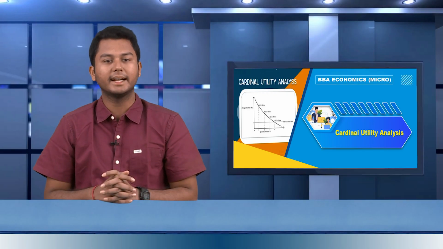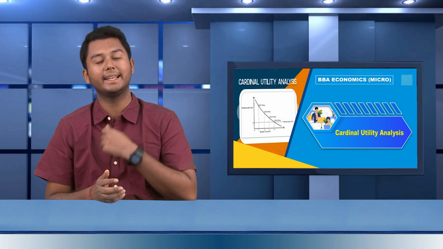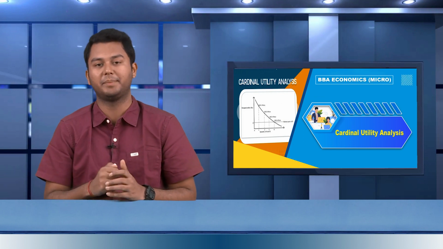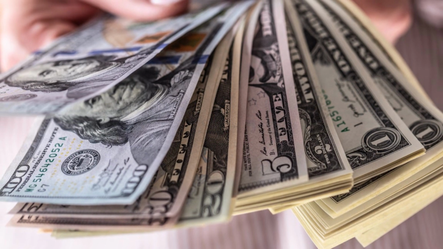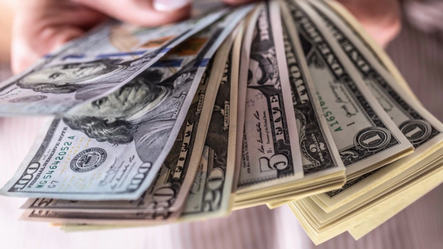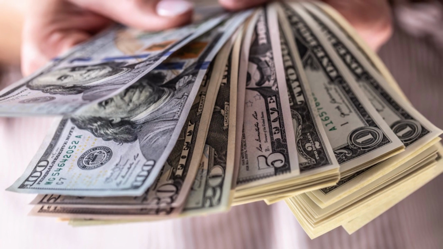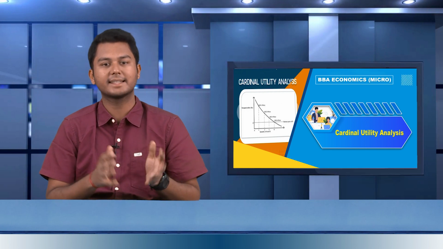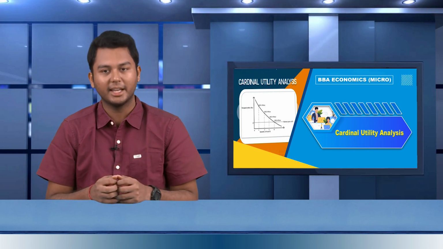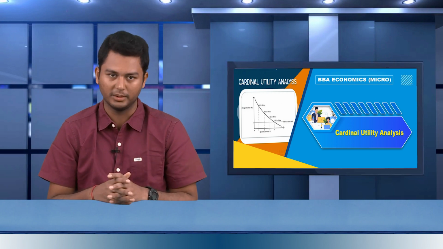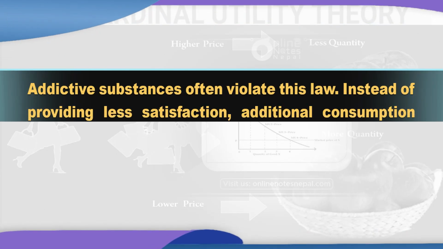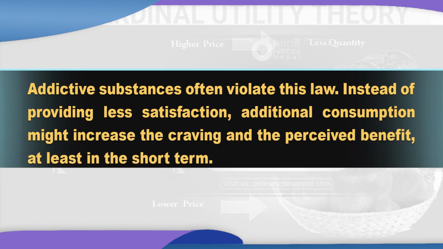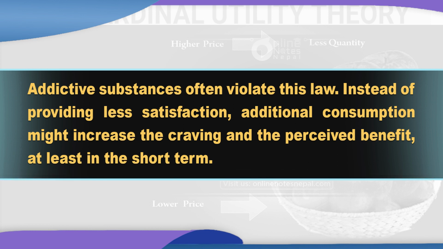For collectors, each additional stamp or coin might provide increasing rather than decreasing satisfaction as their collection becomes more complete and valuable. Money itself can be an exception, especially for people who are very poor or have a strong desire for financial security. Each additional dollar might be just as valuable as the previous one, or even more valuable if it helps achieve an important financial goal. Addictive substances often violate this law. Instead of providing less satisfaction, additional consumption might increase the craving and the perceived benefit, at least in the short term.